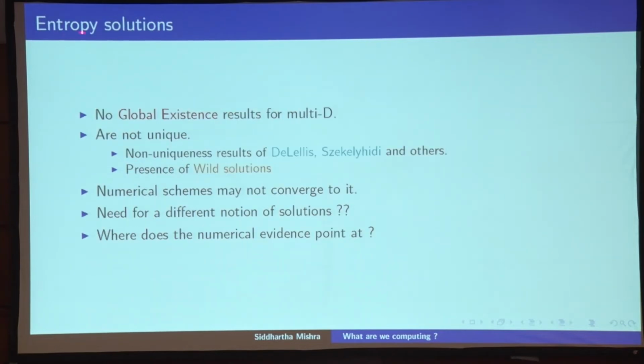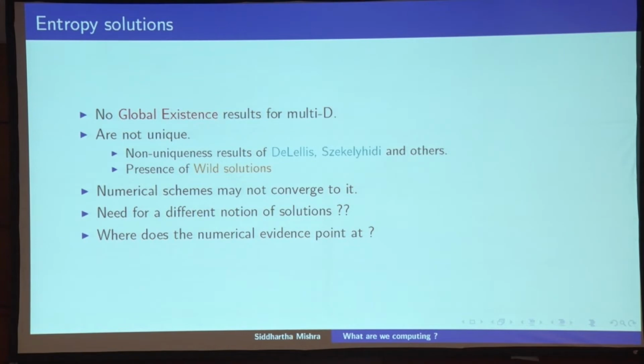So this brings me back to entropy solutions. Remember that I want to understand what is my limit for numerical methods. There are theoretical problems with entropy solutions. In particular, we know that they are not unique, thanks to De Lellis, Székelyhidi, and others who showed that there are so-called wild solutions. I just showed you, or tried to convince you, that numerical methods may not converge to them. So based on these criteria, it is fair to assume that we need a different framework, a different notion of solutions.